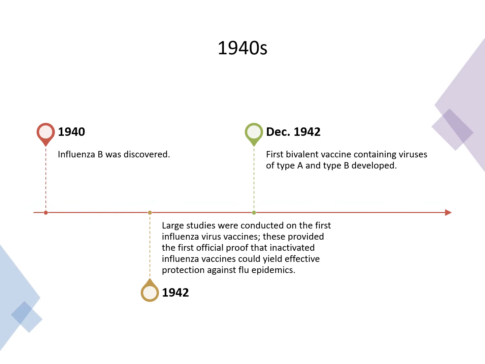In 1940, influenza B was discovered and subsequently shown to be an important cause of seasonal epidemics and an important part of annual vaccine programs. In 1942, large studies were conducted on the first influenza virus vaccines in the general population, and they provided the first official proof that an inactivated influenza vaccine could be protective against a flu epidemic or pandemic. In December of 1942, the first bivalent vaccine. Currently we have trivalent and quadrivalent vaccines, but in 1942 they introduced the first bivalent vaccine containing viruses of type A and type B.